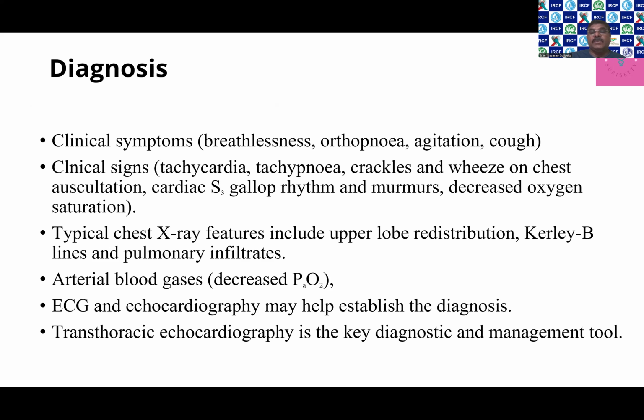Typical chest X-ray includes upper lobe redistribution, Kerley B lines, and pulmonary infiltrates you can see, and ABG shows decreased PaO2. ECG and echocardiography may help in establishing the diagnosis of acute pulmonary edema, and transthoracic echocardiography is the key diagnostic and management tool.